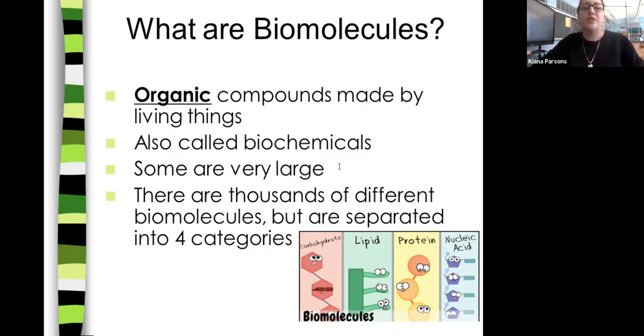And the term we use to describe these large molecules is macromolecules, macro meaning large. There are thousands of different biomolecules, but they're separated into 4 categories: carbohydrates, lipids, proteins, and nucleic acids. And this mini unit within unit 2 is all about these 4 biomolecules: carbohydrates, lipids, proteins, and nucleic acids.